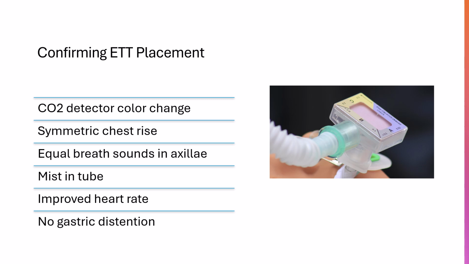Confirming ETT placement is absolutely critical. Misplaced tubes can be disastrous. Look for carbon dioxide detector color change. Yellow indicates carbon dioxide is present, which means the tube is in the trachea. Check for symmetric chest rise and equal breath sounds in both axilla. You should see mist in the tube during exhalation. The heart rate should improve if the tube is correctly placed, and there should be no gastric distension. If you're not sure about placement, it's better to remove the tube and ventilate with bag and mask than to continue with a possibly misplaced tube.